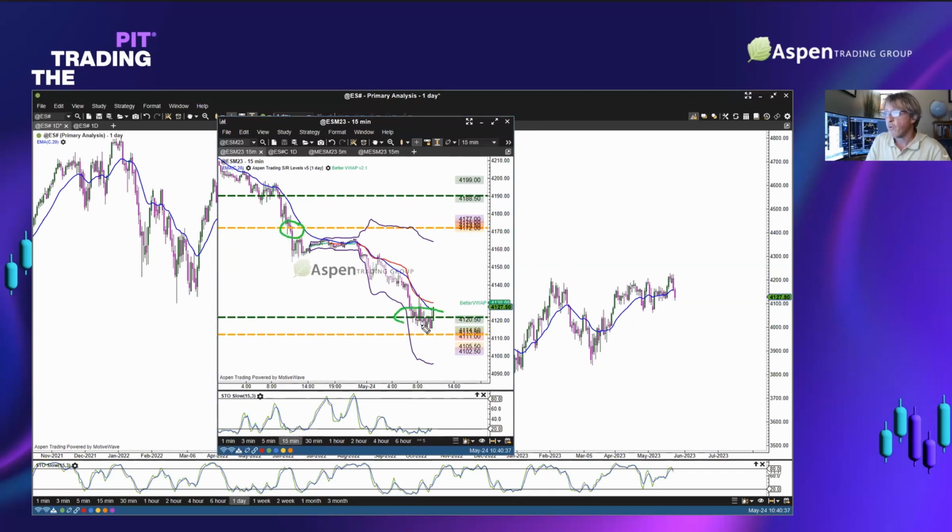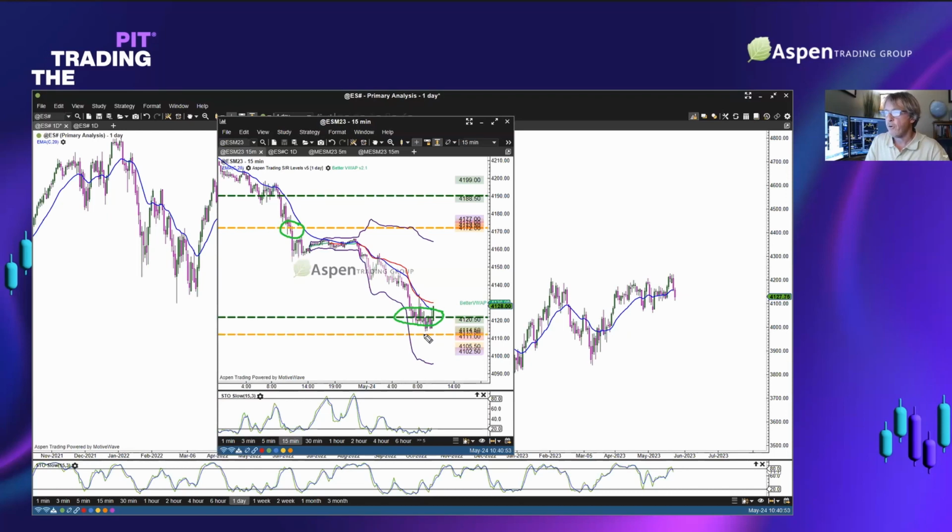Just like this 41.20 level has been a real stickler today. Prices have dipped below it. They haven't been able to get below it. So we have an opportunity there, even though I'm not a big fan of trying to buy bottoms. Every once in a while, it makes sense.